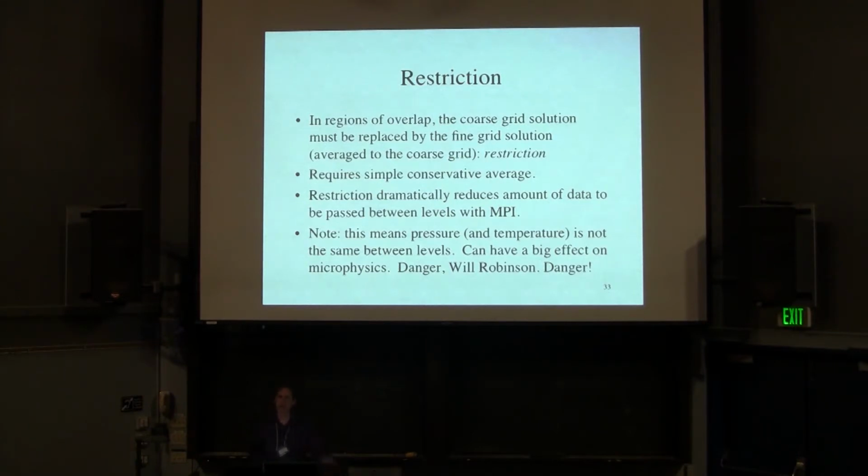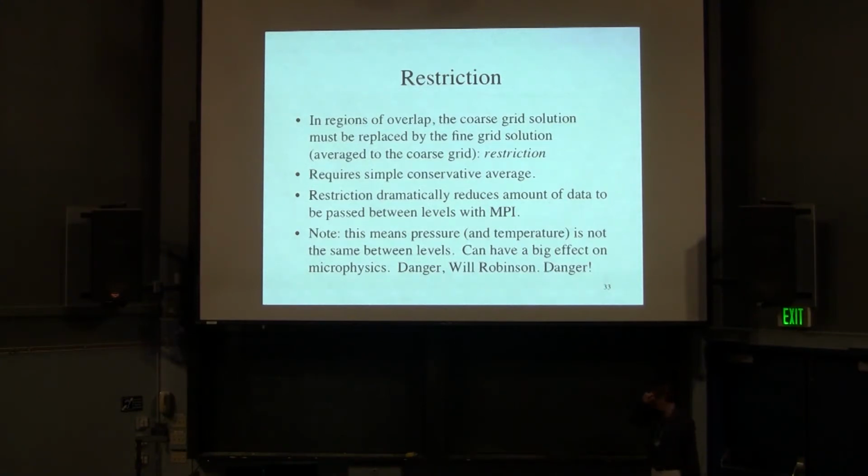And for face-centered magnetic fields, there's no problem here because all we've got to do is average the fine grid magnetic fields to the coarse grid using area averaging. An important point about this is that when you implement this with parallel computers, this saves a huge amount of data to be passed. There's an instructive arithmetic calculation to do.